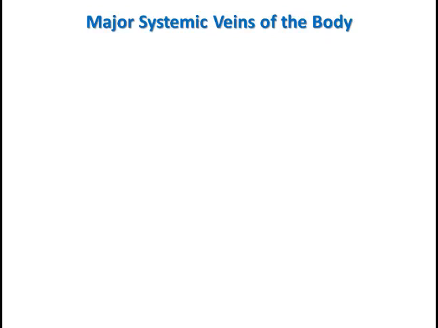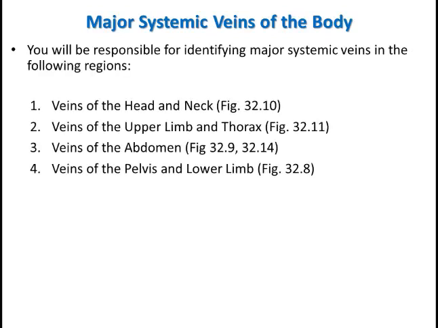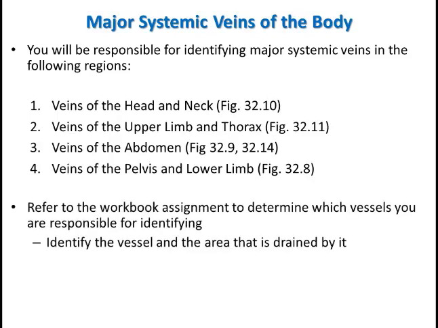Okay, now that you've got the arterial side figured out, the venous side is going to be very similar, so I'm going to ask you to go through the exact same process. And so, again, you're going to be responsible for identifying major systemic veins in those same regions that we just talked about. And so I've listed some of the figures from your lab manual here. But again, going to want to use the visible body software as well. Use the workbook to determine which of those vessels you're responsible for.